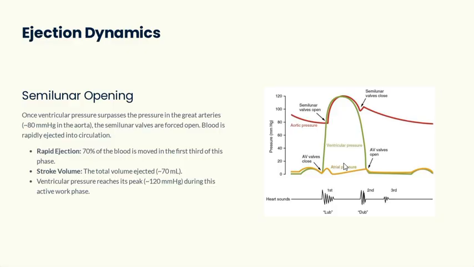And now we have the ventricular pressure, which reaches its peak of around 120 mm Hg during this active work phase. And you can look at this graph again. It's a really good graph.